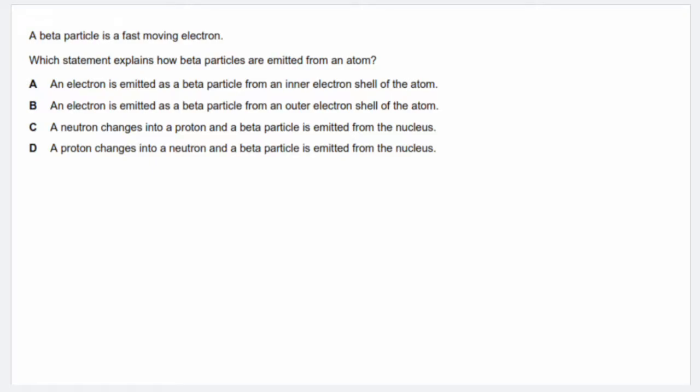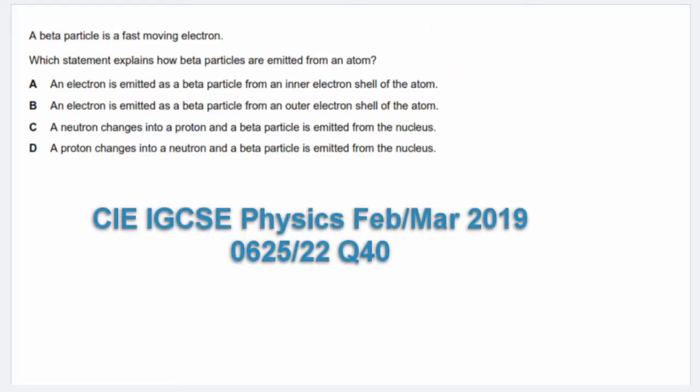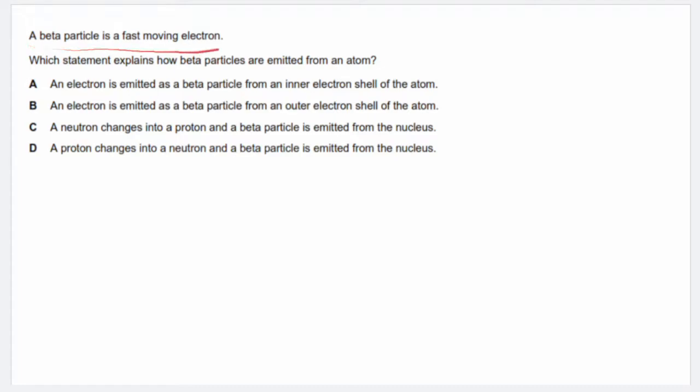Hello and welcome! Over here we are looking at a question involving nuclear physics, which is an actual past paper question from CIE IGCSE Physics Paper 2. The question says that a beta particle is a fast-moving electron. Which statement explains how beta particles are emitted from an atom?